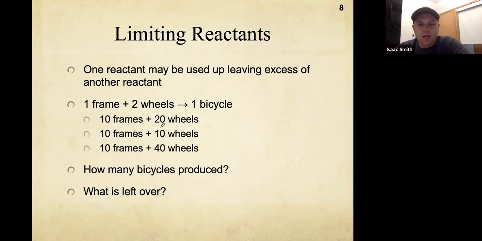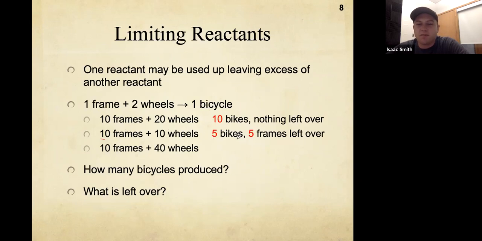So if we have 10 frames and 20 wheels, that's easy. We can make 10 bikes, right? And we're not going to have any frames or any wheels left over. But if we have 10 frames and 10 wheels, right? If we just looked at the frames, theoretically with 10 frames, we could do 10 bicycles. But if we only have 10 wheels, that only allows us to do 5 bicycles, right? So overall, we can only make 5 bikes, and we're just going to have 5 frames left over.